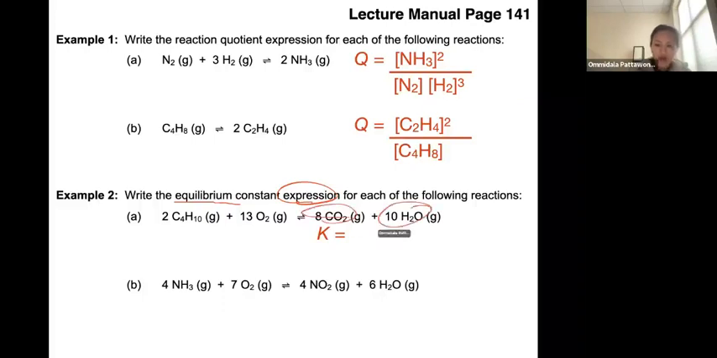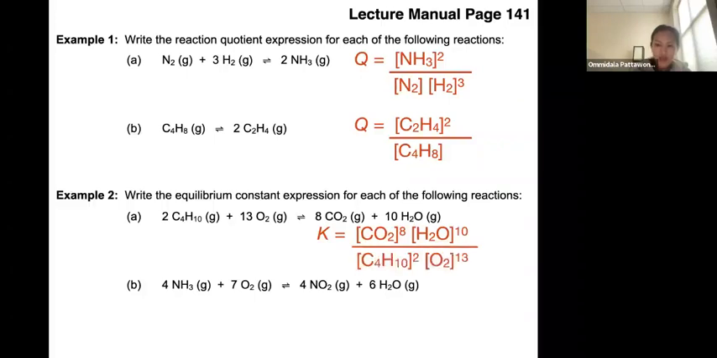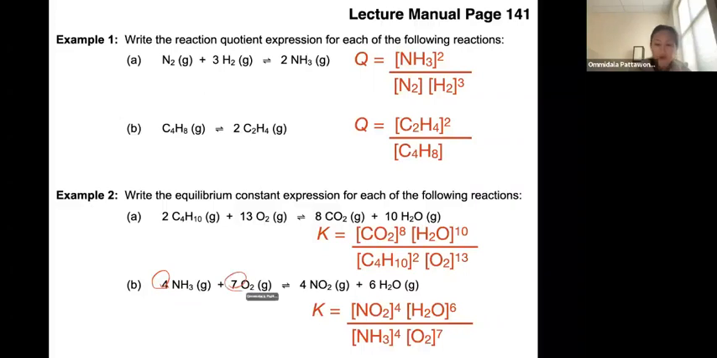So K equals the products. We have two products here, so it's going to be the concentration of carbon dioxide raised to 8, and water raised to 10, divided by the reactants raised to their coefficients. And then for B, K would be equal to products over reactants again. So don't forget to raise to those coefficients.